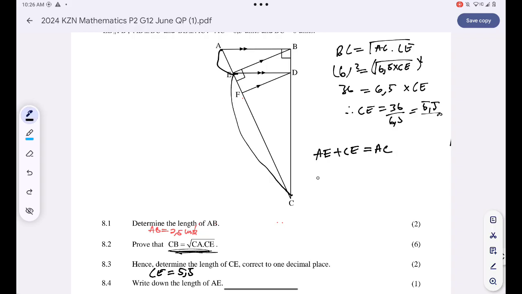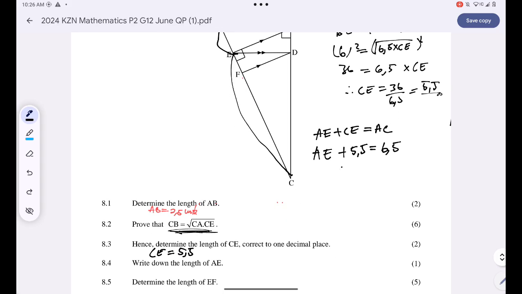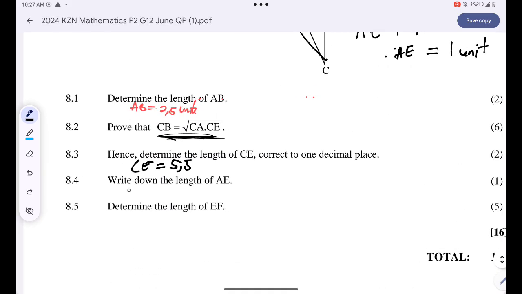Are you together? I don't know the actual length of AE, but I just calculated CE to be equal to 5,5, and CA I was given that it's equal to 6.5. AC was given to us. So therefore, AE will just be equal to 6.5 minus 5.5, and then we'll end up getting the length to be 1 unit. So the length of AE is just equal to 1 unit.